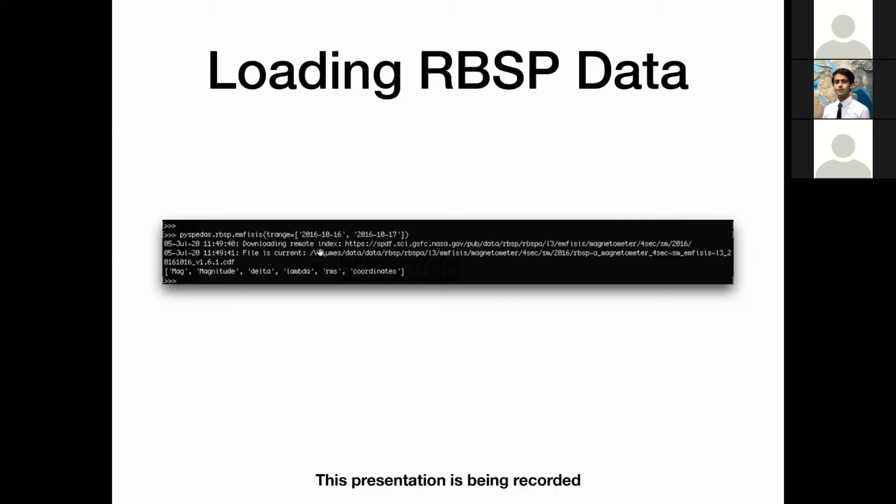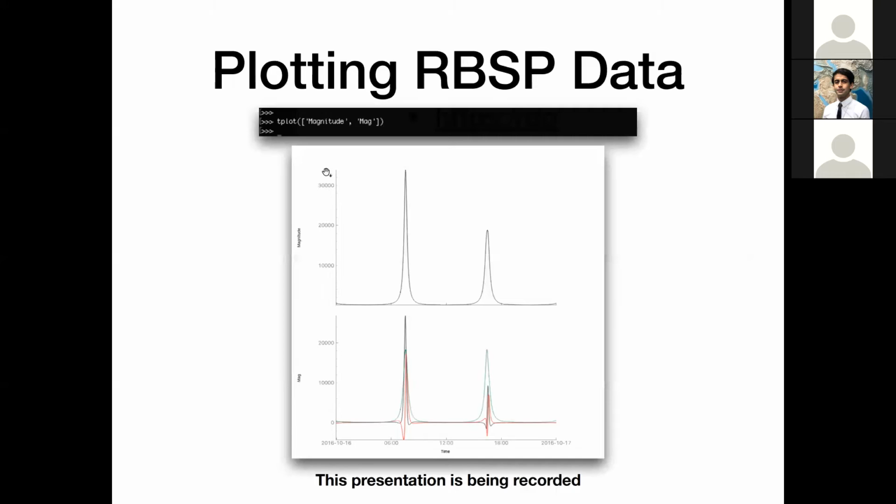And to find those keywords, it's just a matter of calling help on pySPEDAS.rbsp.emfisis. And you can see the variables it created, mag and magnitude. And so if we call tplot on these variables, it's just tplot on magnitude and mag. So we have the magnitude on top and then the magnetic field vector on the bottom.